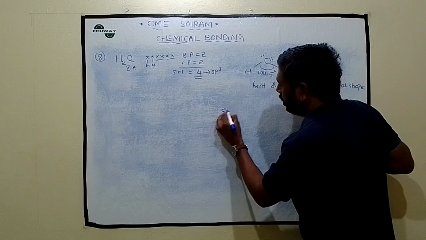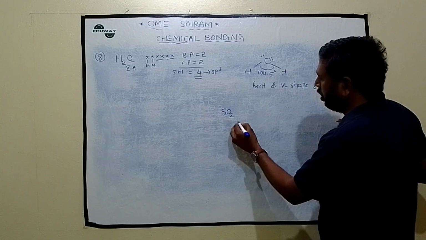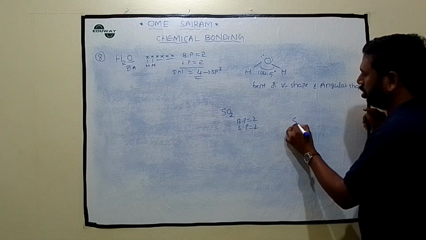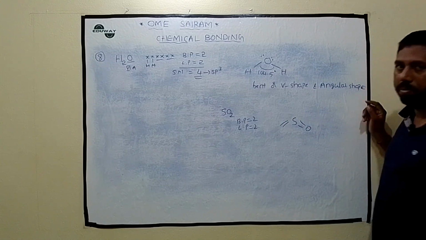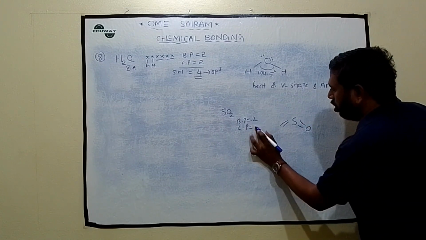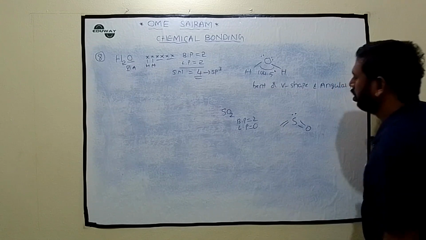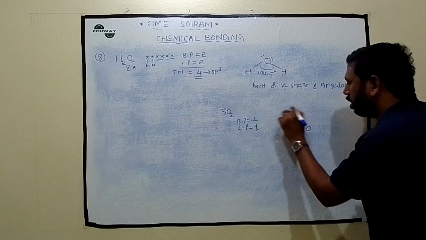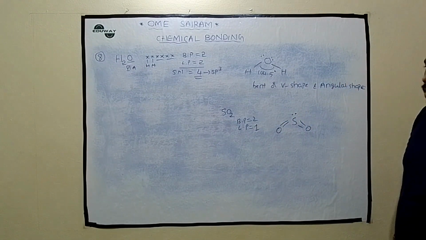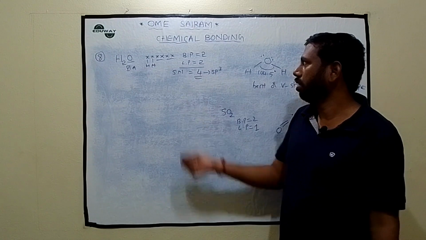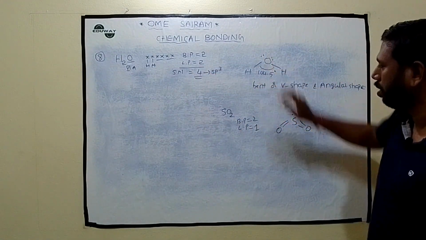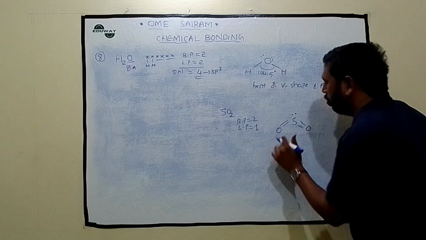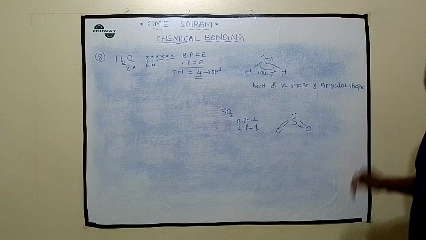Also, we discussed SO2. SO2 has 2 bond pairs and 1 lone pair. So SO2 also has bent shape. If a molecule has 2 bond pairs and 1 lone pair, it also has a bent shape. If any molecule has 2 bond pairs and 2 lone pairs, the shape is bent shape. And if the molecule has 2 bond pairs and 1 lone pair, the molecule should be in bent shape.